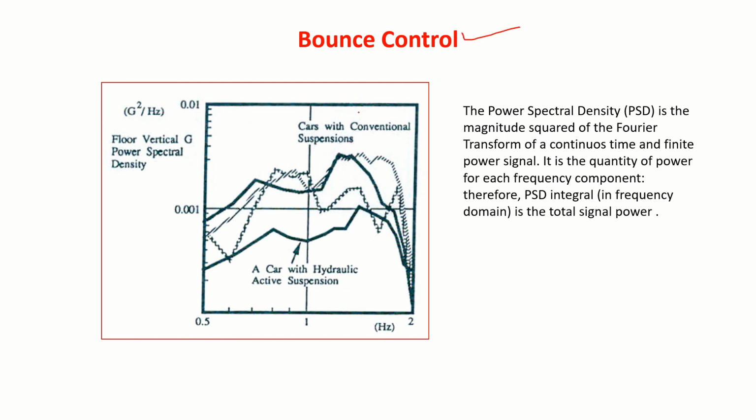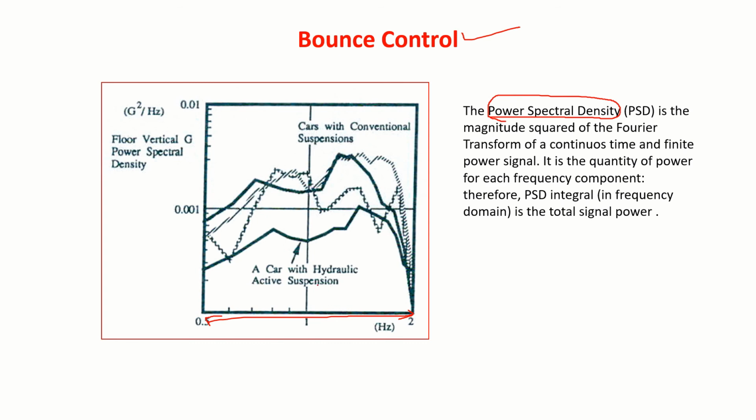This diagram shows a power spectral density, which means the total energy that is available in the spectrum. Okay, if the energy is more, it will lead to more discomfort. If energy is less, better. So for cars with a conventional suspension system, you can see here in this frequency range, these are the regions, and this is the one which creates more discomfort. You see here in a conventional system, this is what you can see.